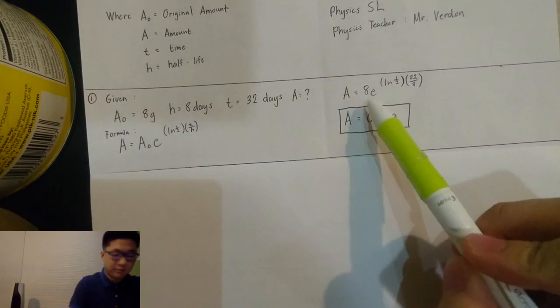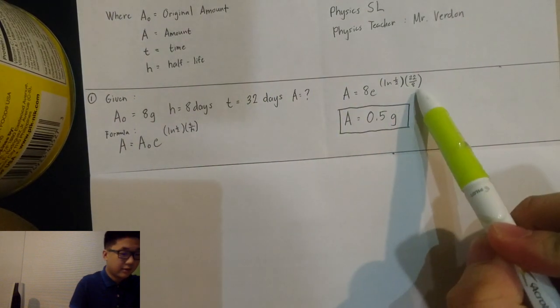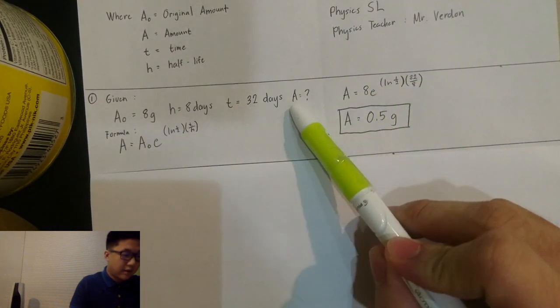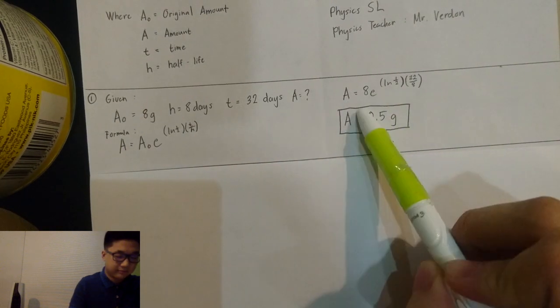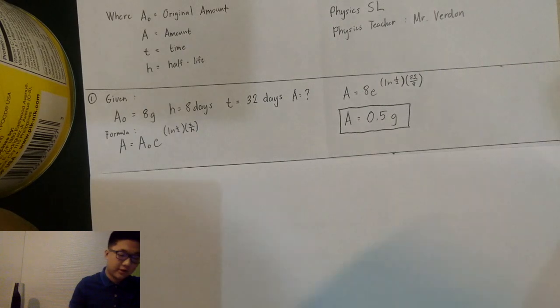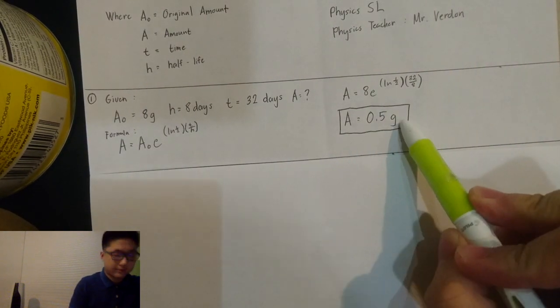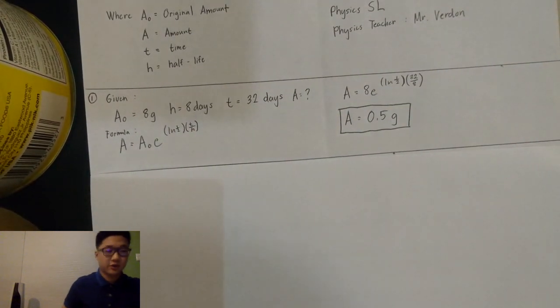So all we have to do is plug in these values here. 8, we put it here. 8, we put it here. 32, we put it there. Then A, we're finding for it. We just use our handy calculator. Then our final answer would be 0.5 grams. So half-life is that easy. Let's go to the second question.